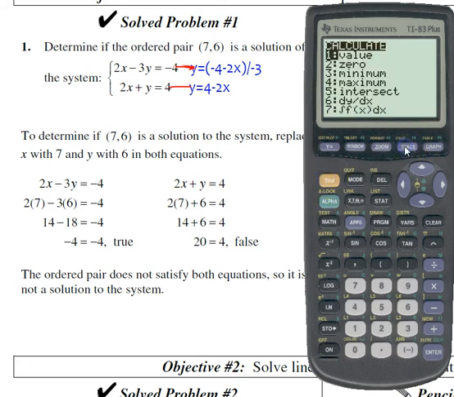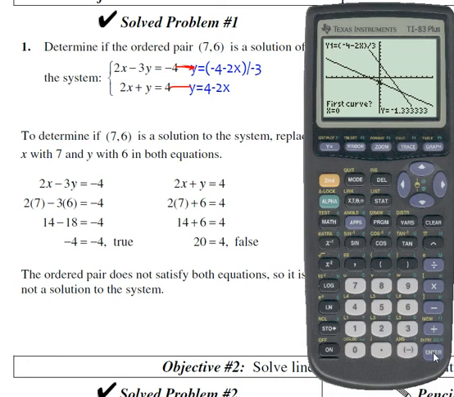Second, trace, going all the way down to 5, enter. First curve: see that the dot is on the first curve, and that is the first curve, enter. Now the blinking part goes to the second curve, enter. Guess, enter. So the point of intersection is (4, -4), not (7, 6). So this is false. So (7, 6) is not a solution.